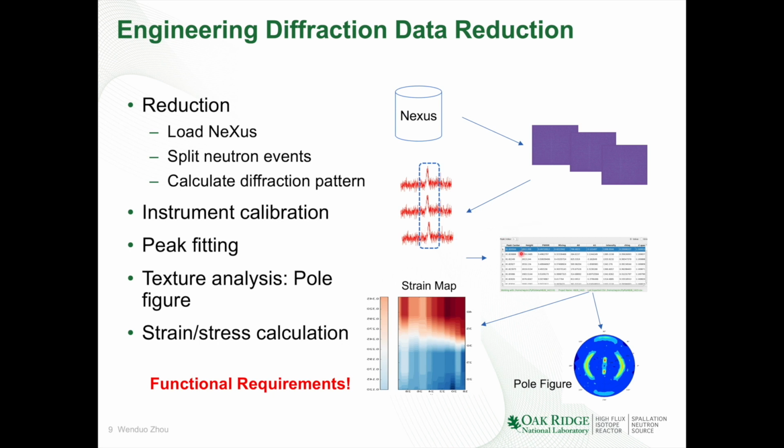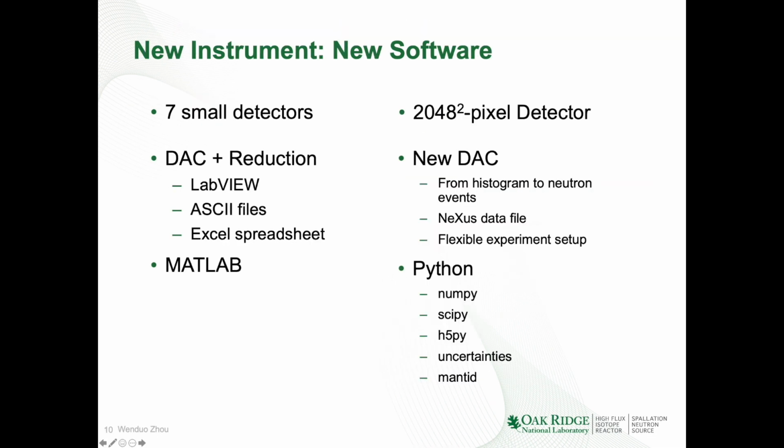Finally, strain and stress can be calculated from the shift of peak positions. The pole figure is calculated from peak intensities of various crystal orientations. These calculations involve metadata from the experiment, such as sample positions or sample orientation, respectively. HiDRA is upgraded from an older instrument called NSRF2.